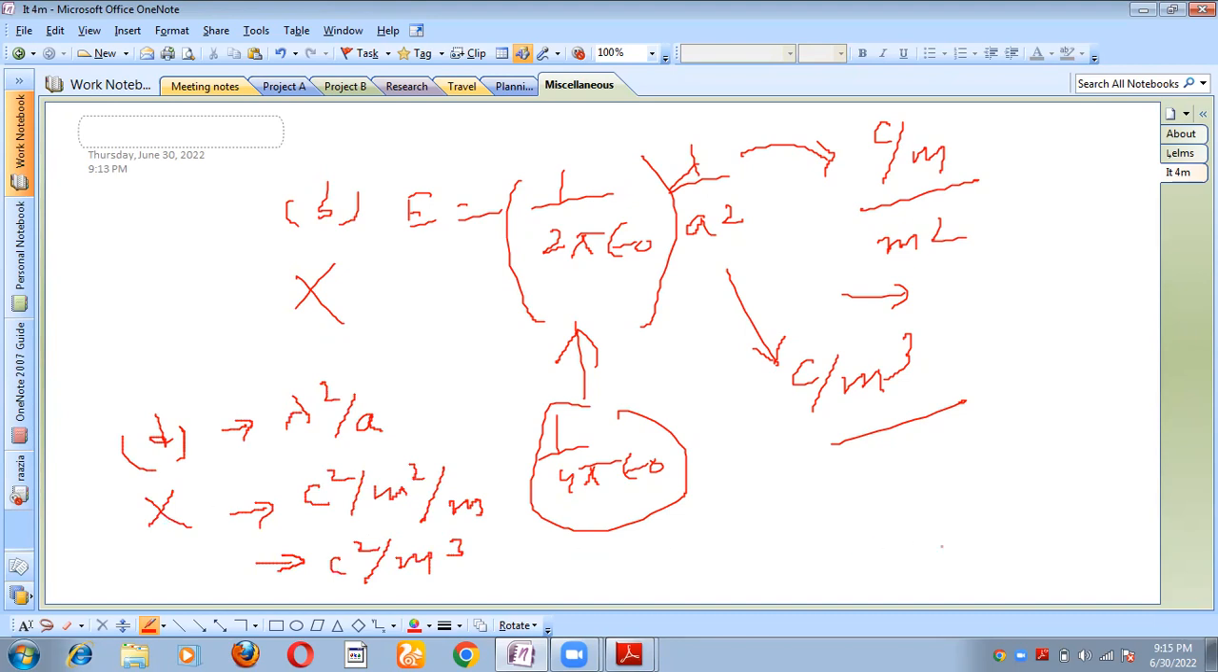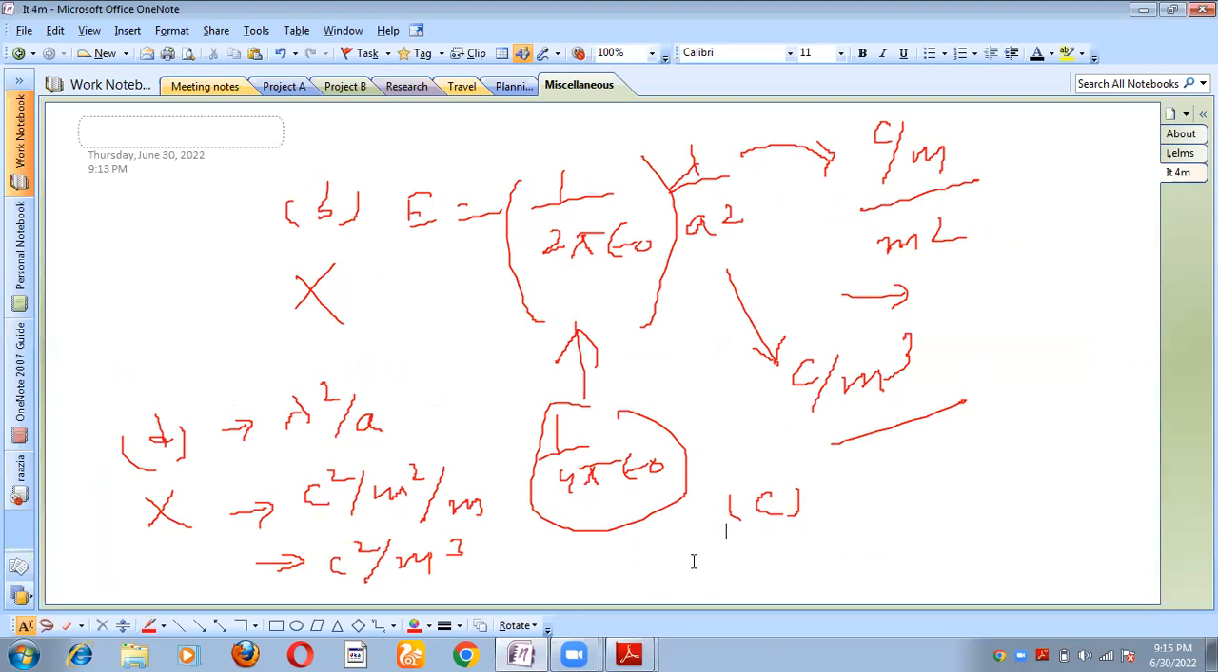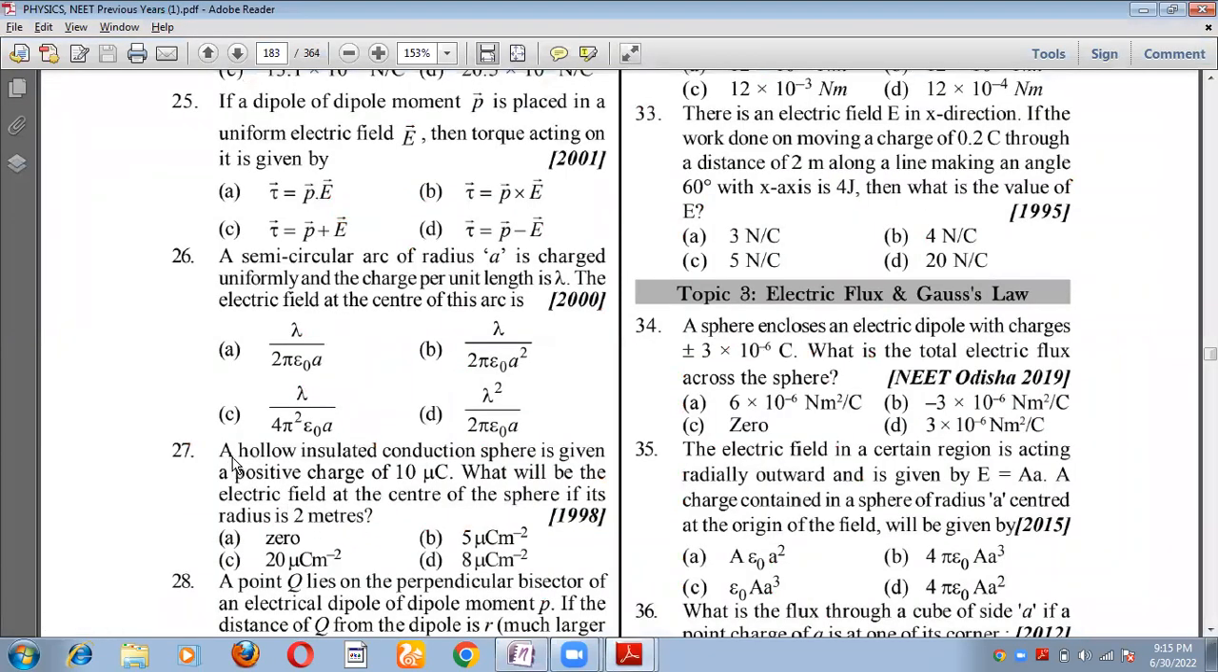Yes, sir. Then again see option C, which is lambda by 4 pi square epsilon A. So you always remember that in electric field kind of thing, there is always a linear term like 2 pi epsilon naught, 4 pi epsilon naught. There is never a pi square term. You will not find it. 90% of the results are like 1 by 4 pi epsilon naught, 1 by 2 pi epsilon naught. So this is also not possible.